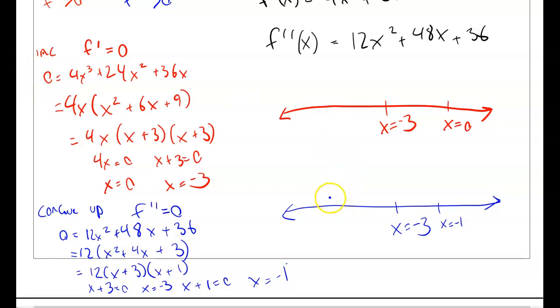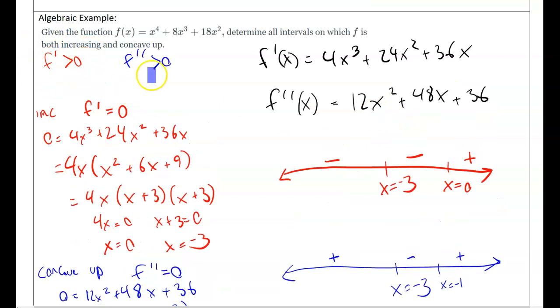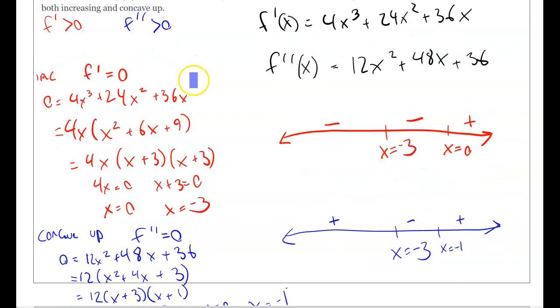For my second derivative, to the left of -3, I get a positive value. In the middle, I get a negative, and here I get a positive again. And for my first derivative, I get negative, negative, and then positive. Again, I'm just testing values in these regions. Now, what I wanted is for both my first derivative and my second derivative to be positive. I'm going to highlight where my first derivative is positive. That's everywhere to the right of 0 here.